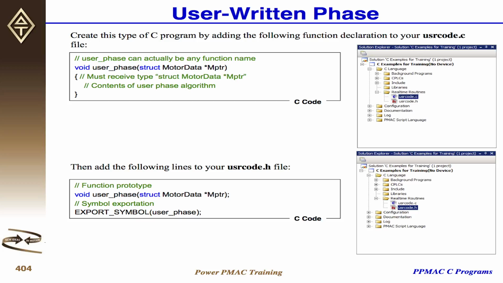And then you write all that into usercode.c, and then in usercode.h, you need to write your function prototype. Function prototype is just the function declaration with a semicolon after it, and then use export underscore symbol and pass it the name of the function. This makes the function available to the IDE for assignment to a motor.